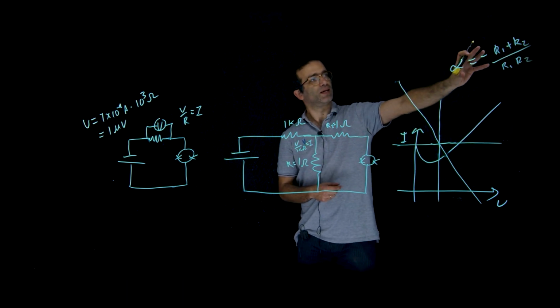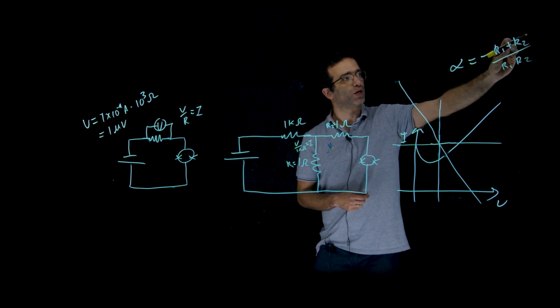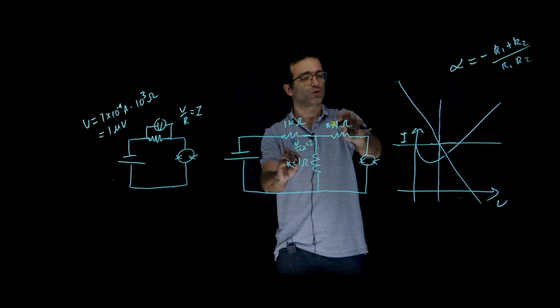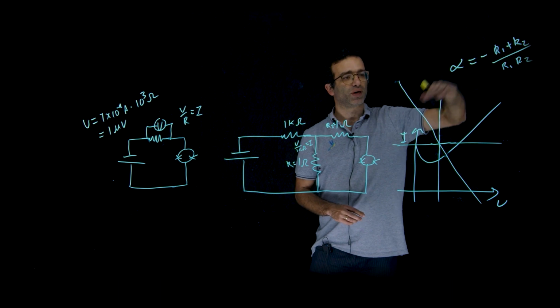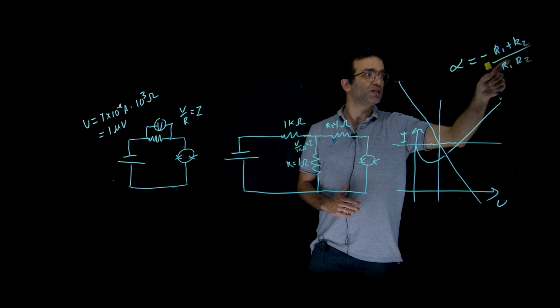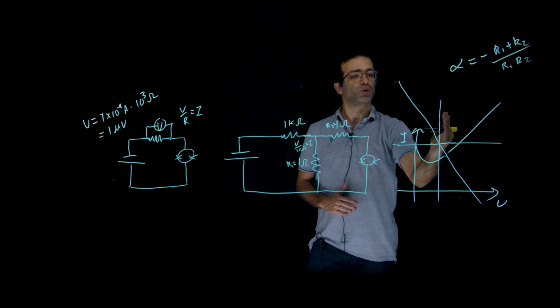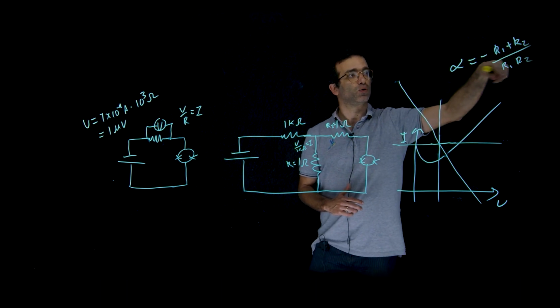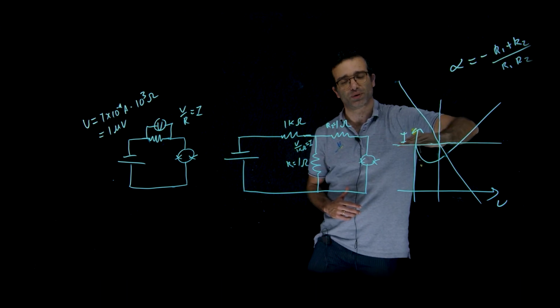Meaning that if these two resistors go to 0, this thing goes to minus infinity and you have a perfect voltage bias. If these resistors are very large, this will go to 0 and you will have essentially a current bias.